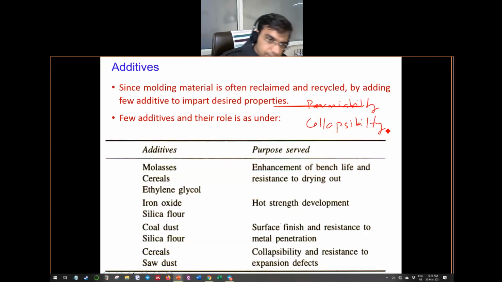So additives like molasses, cereal, ethyl glycol, some of them are like iron oxide is also there, coal dust, sawdust, silica dust, cereals, these are added. So certain additives also provide properties like hot strength, surface finish, and collapsibility also. So generally these are added in very less percentage, but they provide these two important properties to the molding sand.